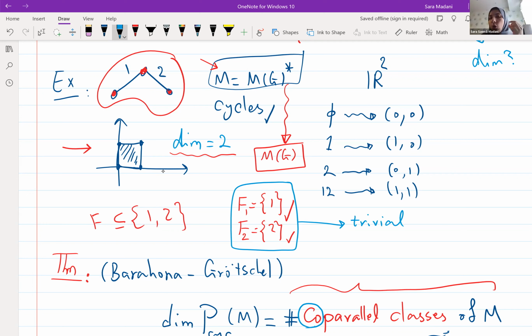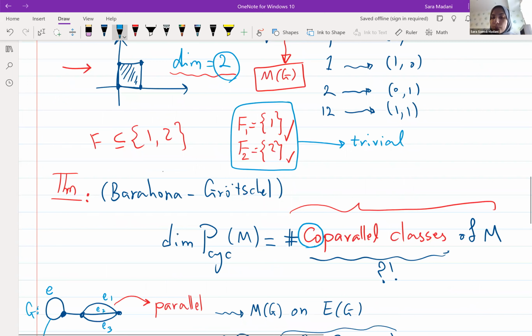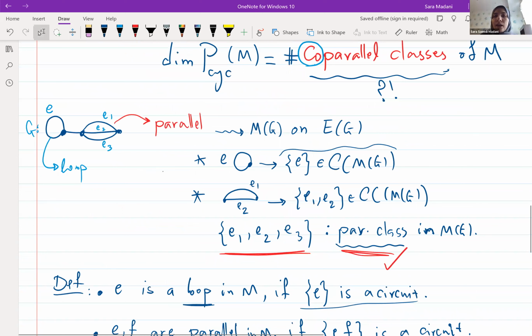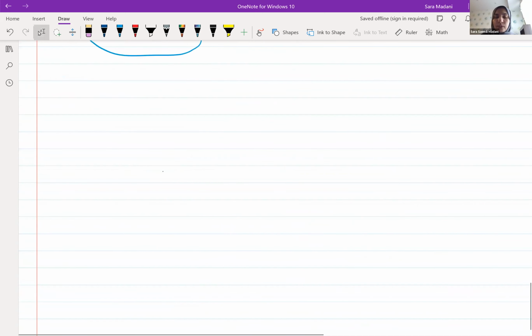They are the only co-parallel classes of MG star. How many do I have? Two. So our formula also says that the dimension of this polytope is 2. So now we have this nice combinatorial formula for the dimension of the polytope. We saw some definitions from matroid theory just to understand the formula, and we checked it at least on our small and nice example. Okay.